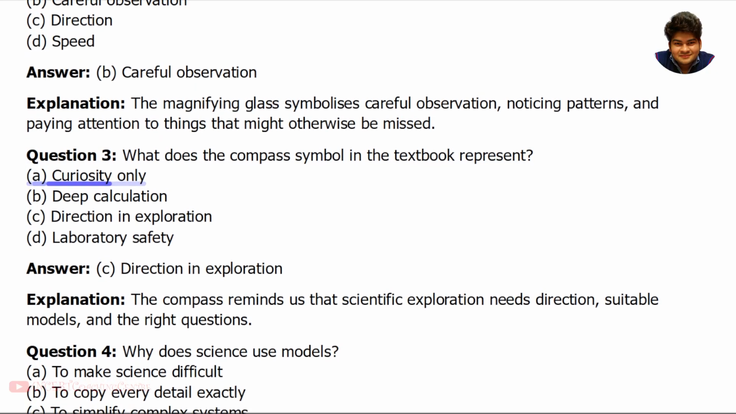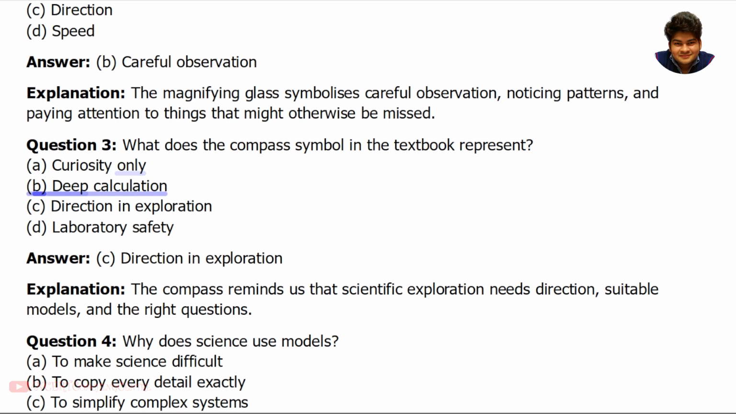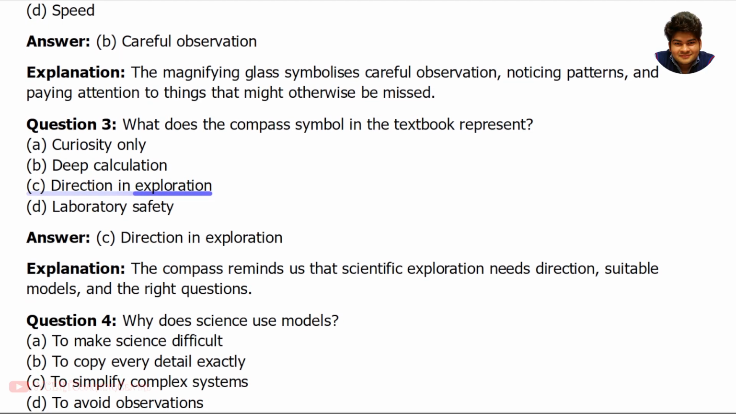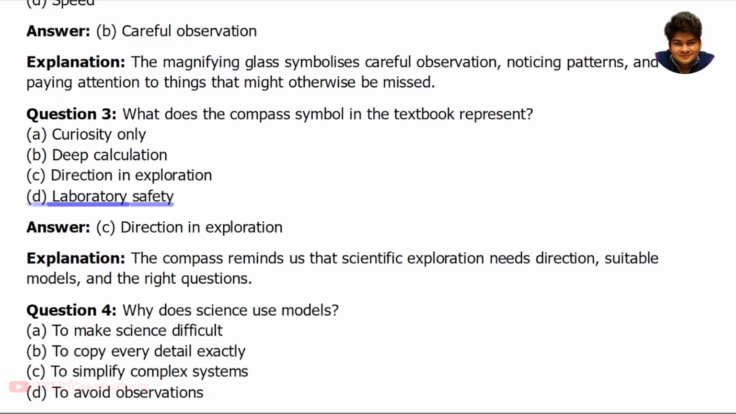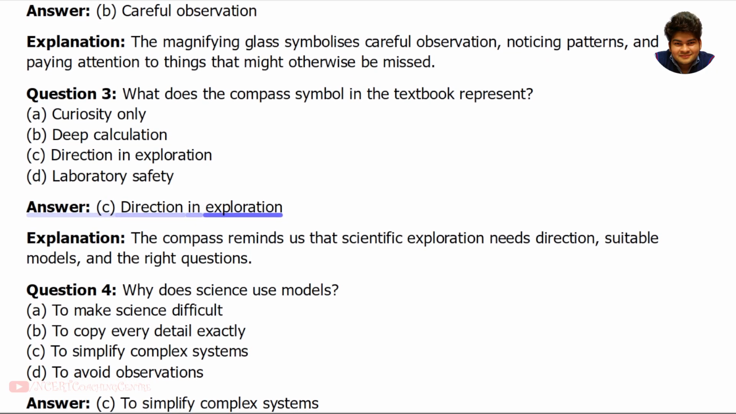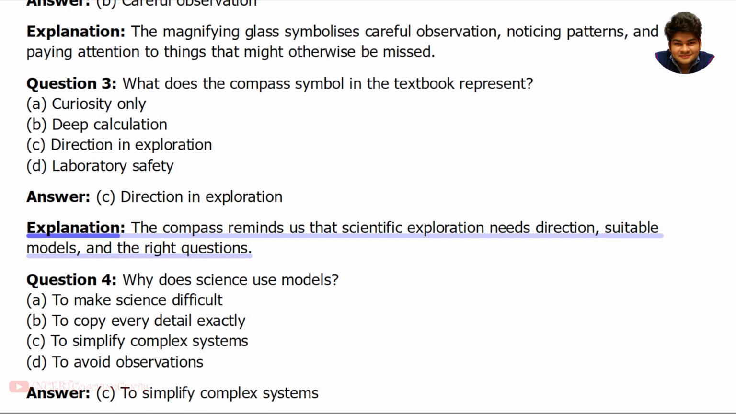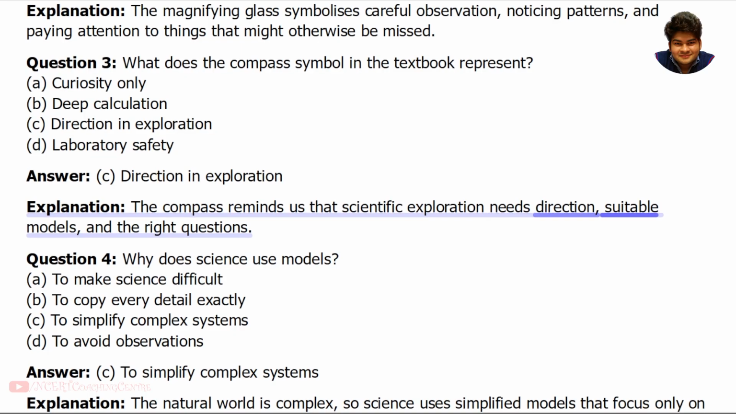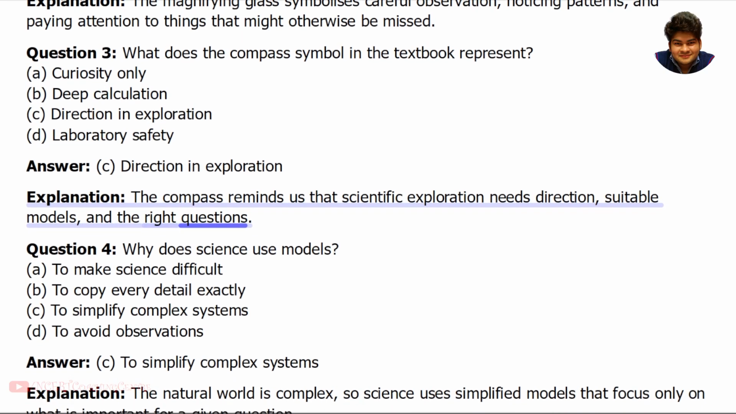Question 3. What does the compass symbol in the textbook represent? A. Curiosity only. B. Deep calculation. C. Direction in exploration. D. Laboratory safety. Answer: C. Direction in exploration. Explanation: the compass reminds us that scientific exploration needs direction, suitable models, and the right questions.